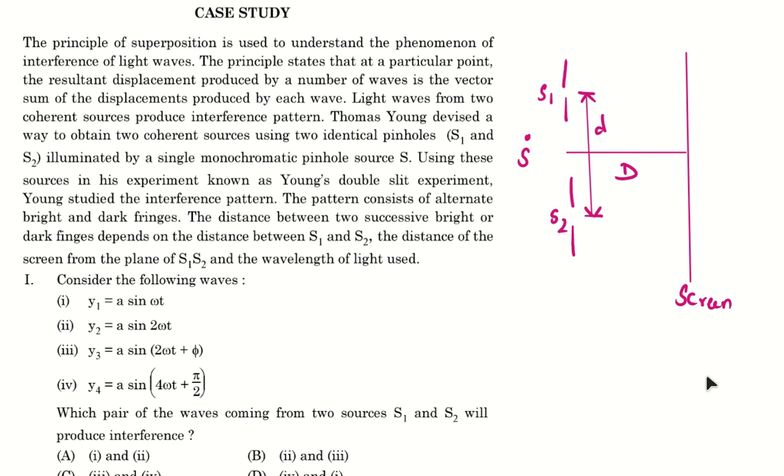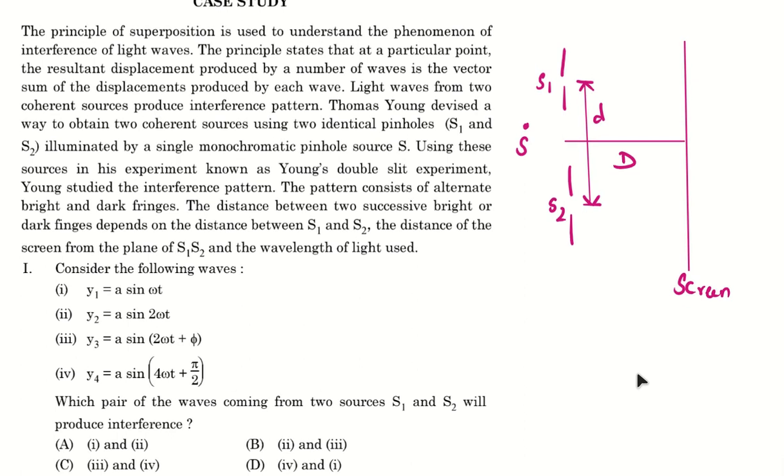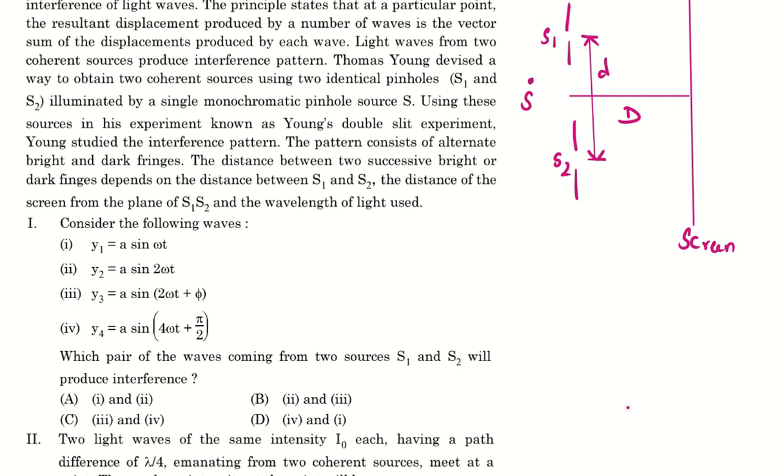First question, consider the following waves. There are different waves, and their displacement is given mathematically here. Y1 is a sine omega t, y2 is a sine 2 omega t, y3 is a sine (2 omega t plus phi), y4 is a sine (4 omega t plus phi by 2). Now the question is: which of the waves coming from sources S1 and S2 will produce interference? Which pair we have to find out.